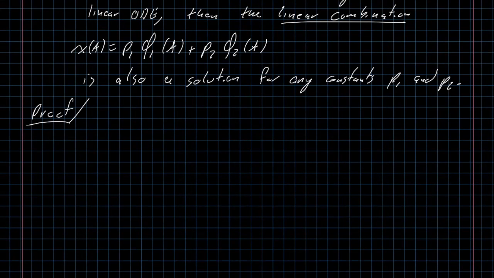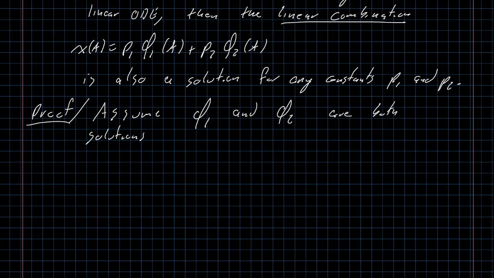So I want to prove that to you in general. Well, I'm not quite going to go in general. I'm going to prove that this is going to work for any linear second order homogeneous ordinary differential equation with constant coefficients. So let's assume that phi1 and phi2 are both solutions to a times x double prime plus b times x prime plus c times x equals 0.